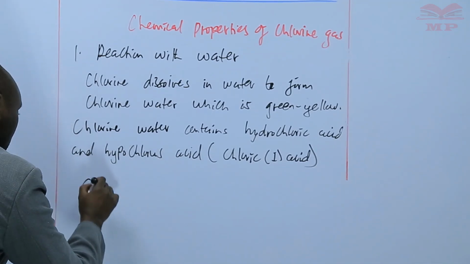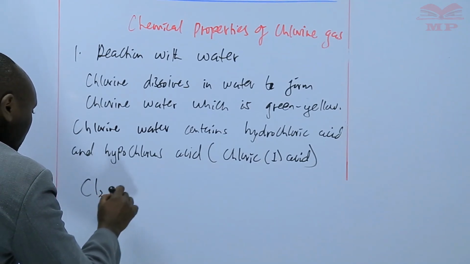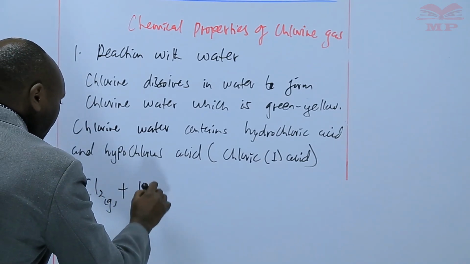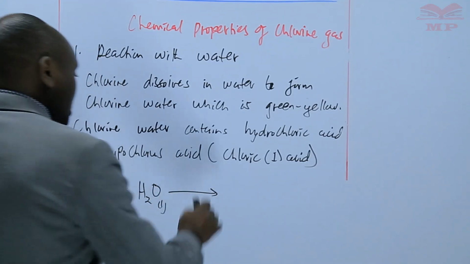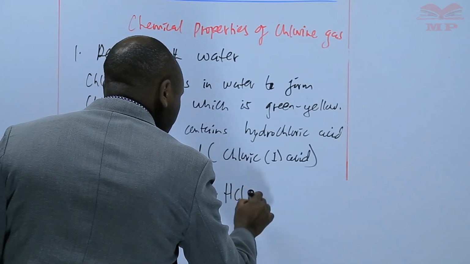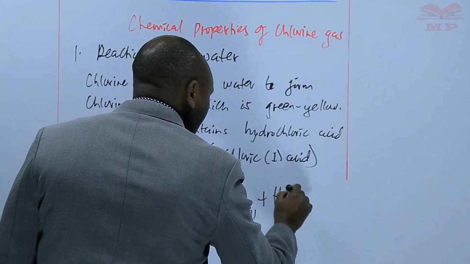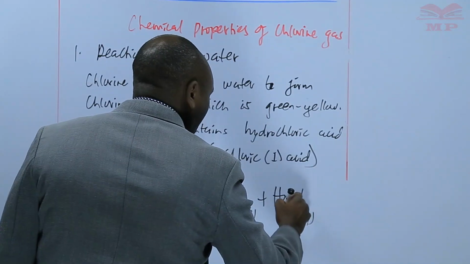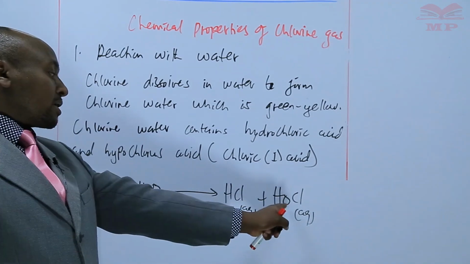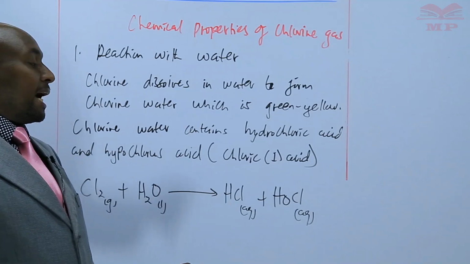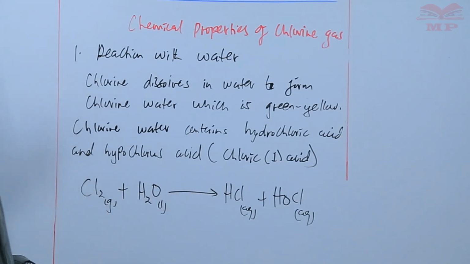So we are saying that the moment chlorine, which is a gas, dissolves in water, we form HCl, which is hydrochloric acid, and HOCl, which is hypochlorous acid. Then hypochlorous acid is a very unstable acid, and it decomposes to lose the oxygen atom, and it also changes to hydrochloric acid.